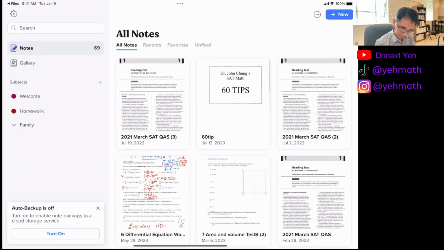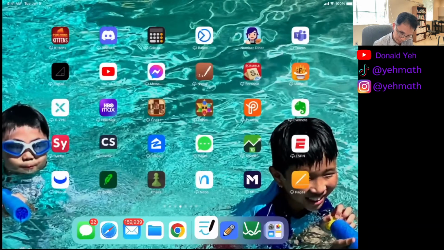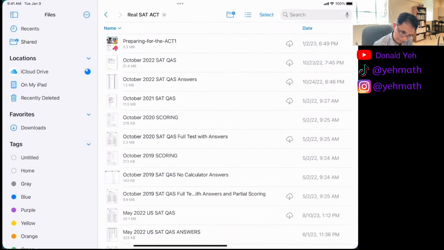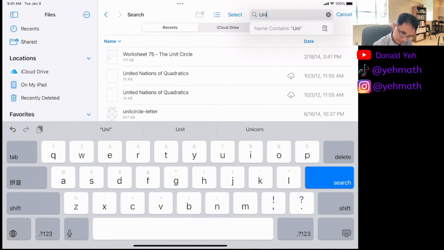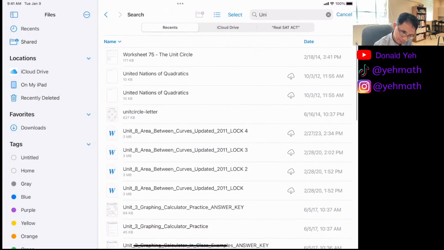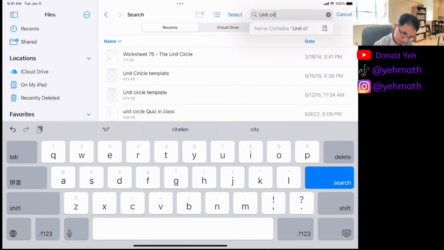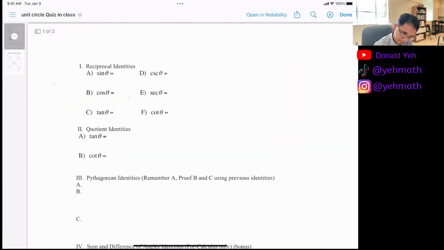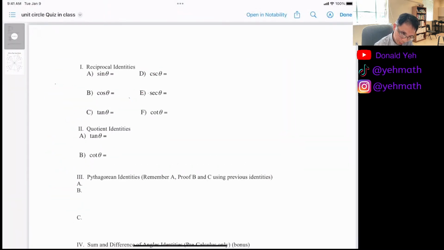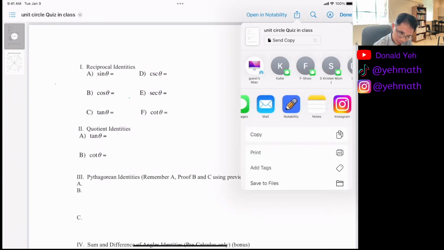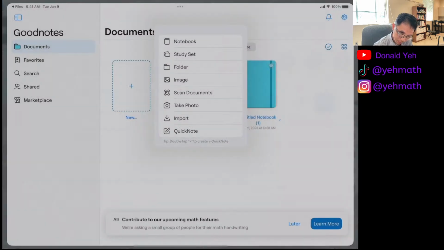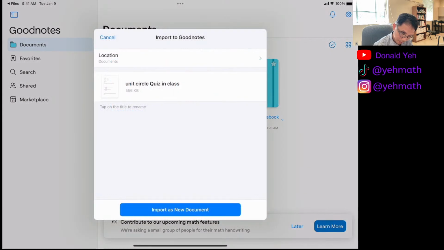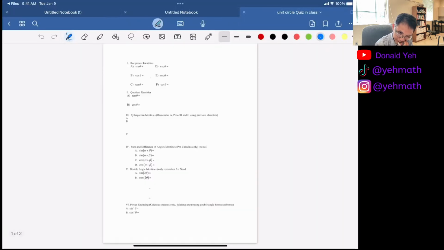Hopefully I can open. I can't. Let me see if I can open here. Wait, hold on a second. Let me see. Circle. Open in GoodNotes. Import new document. Okay, great.